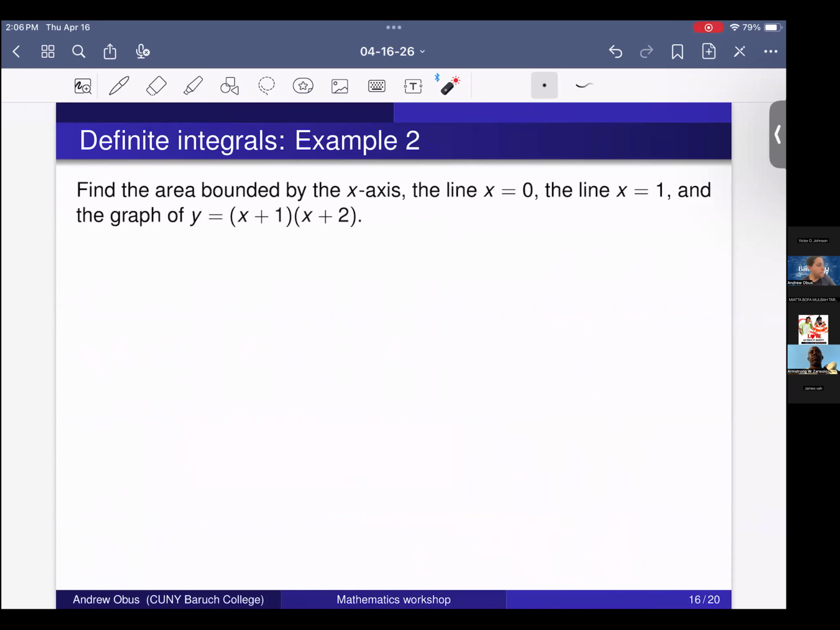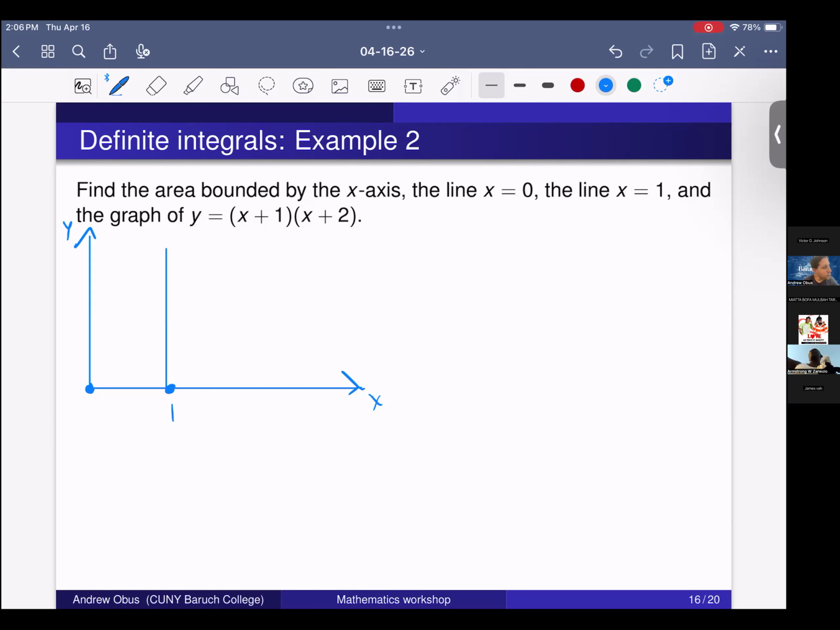So find the area bounded by the x-axis, the line x equals 0, the line x equals 1, and the graph of y equals x plus 1 times x plus 2. So let me try to draw this region. I'm only going to draw the first quadrant because that's all that we'll need. So we have the x-axis. We have the line x equals 0. That's just the y-axis. Here I have x equals 1. That's going to be this line right here. Let me redraw that line.